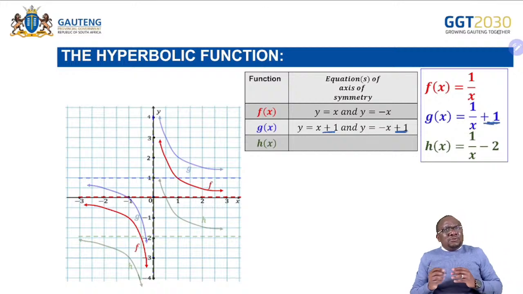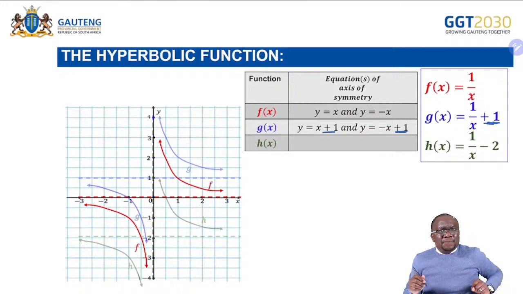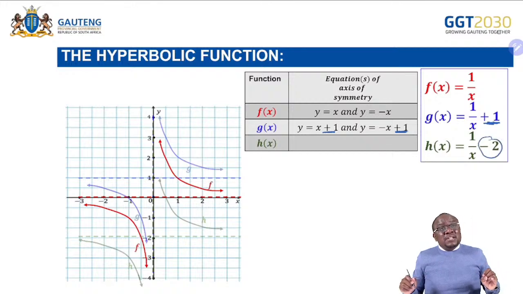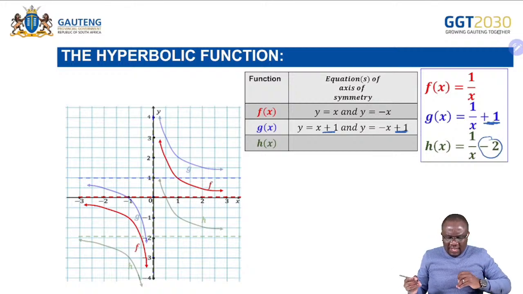Now, even without looking, you can write the equations of the axis of symmetry for h of x. Do you see that? Because it's linked to the q value. Okay, can you say it? What are the equations? Let's start with the one with the positive gradient of positive 1. It's going to be y is equal to x minus 2. And then the other one is going to be y is equal to negative x minus 2. Okay? Right. So that is for h of x.